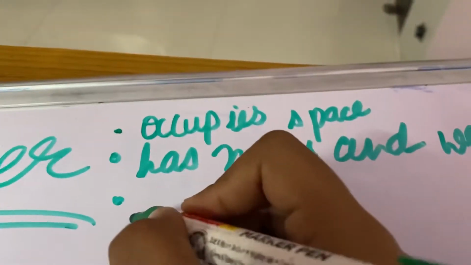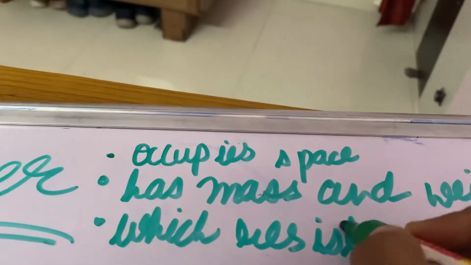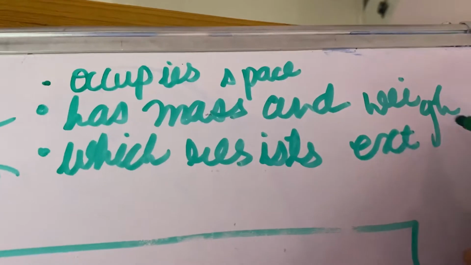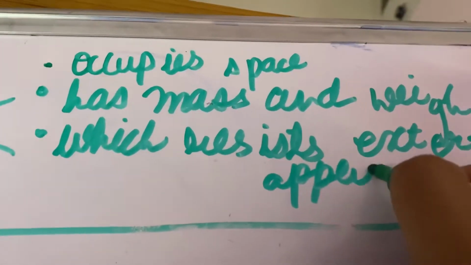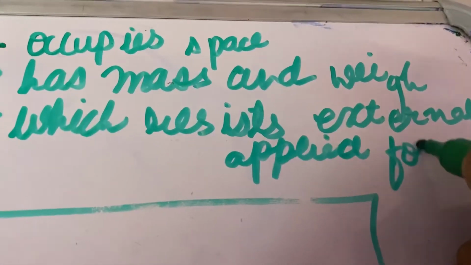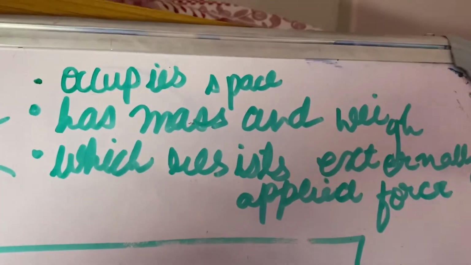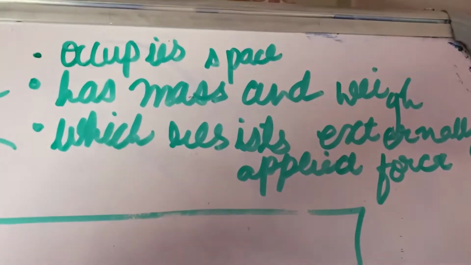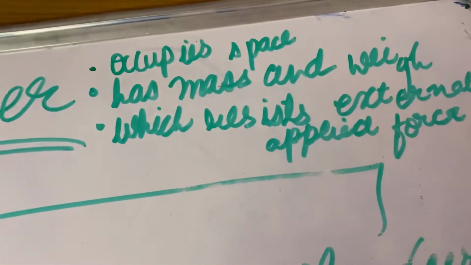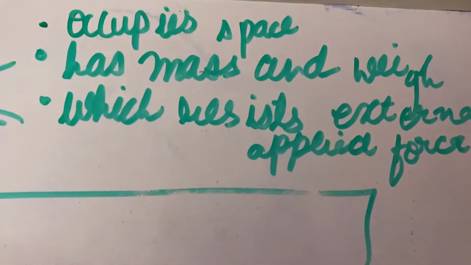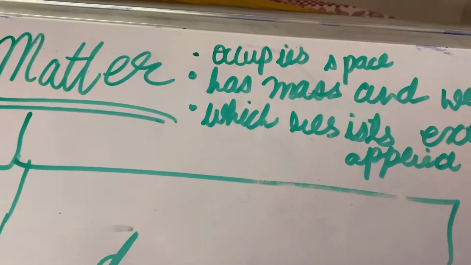And thirdly, which resists externally applied force. So I hope the first 2 points are actually clear, but maybe you have a doubt in the third point. So let me explain to you that matter is everything which resists the externally applied force till the force is more than its potential to resist the force.